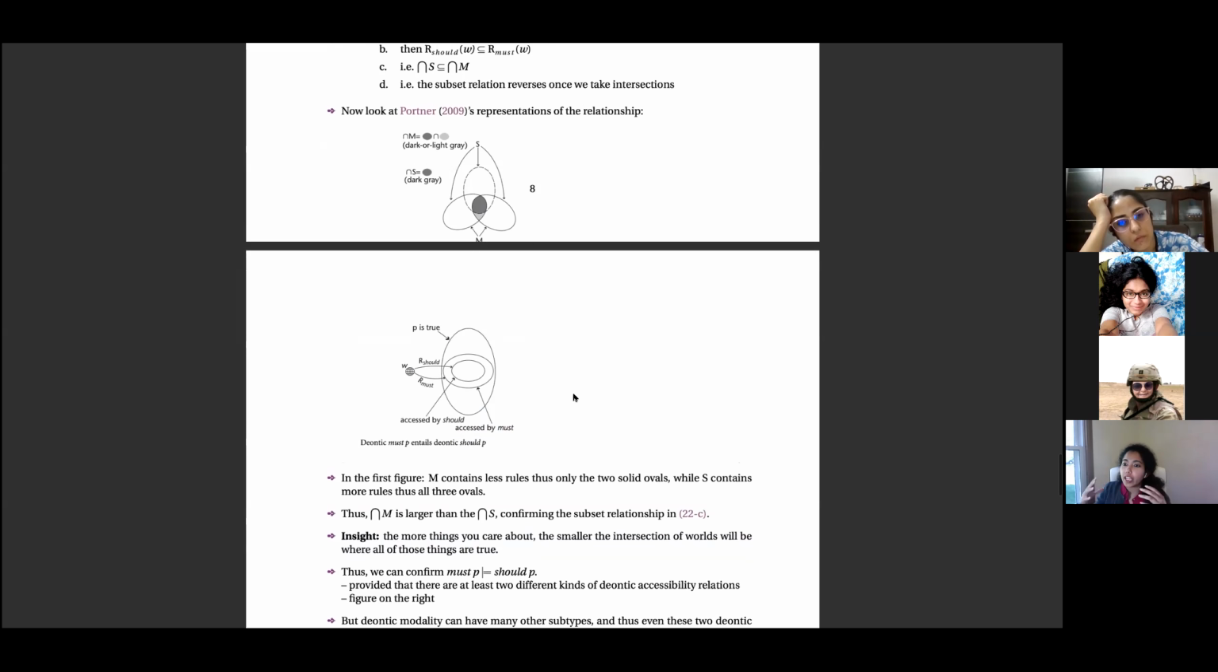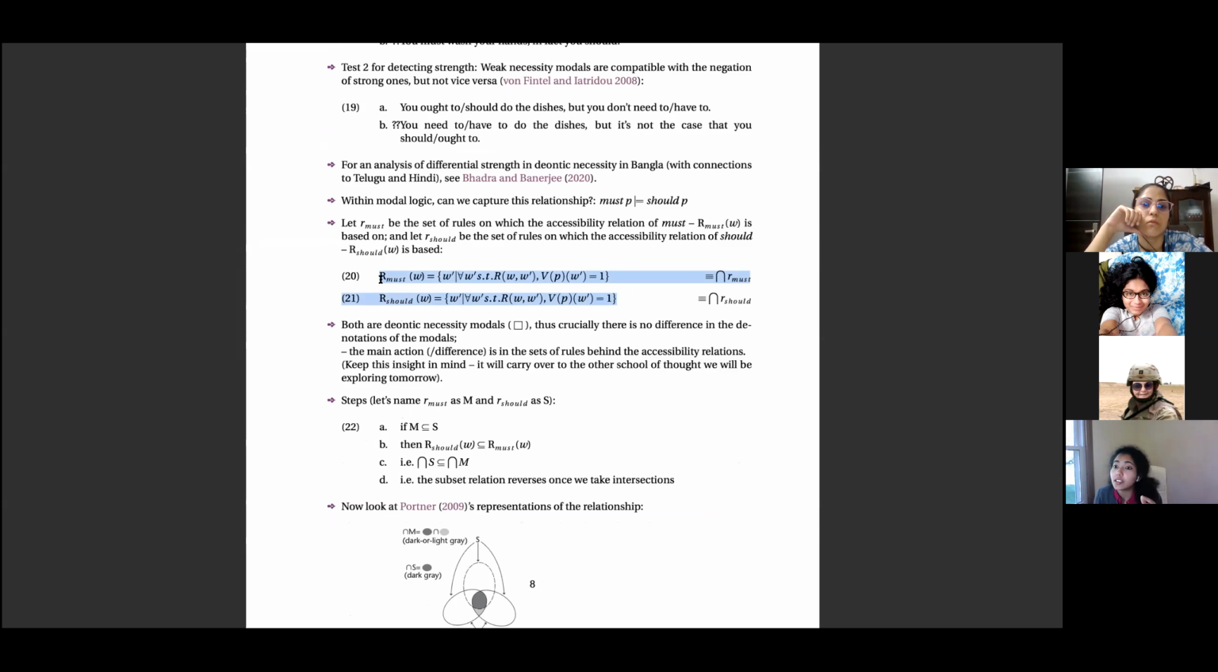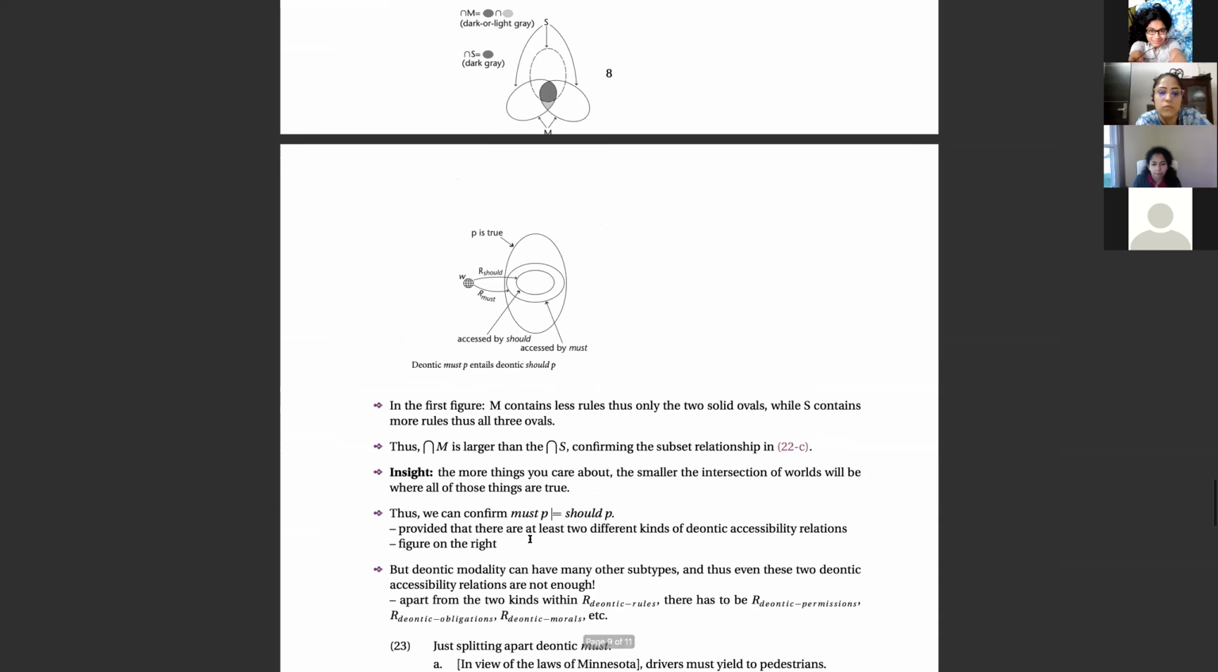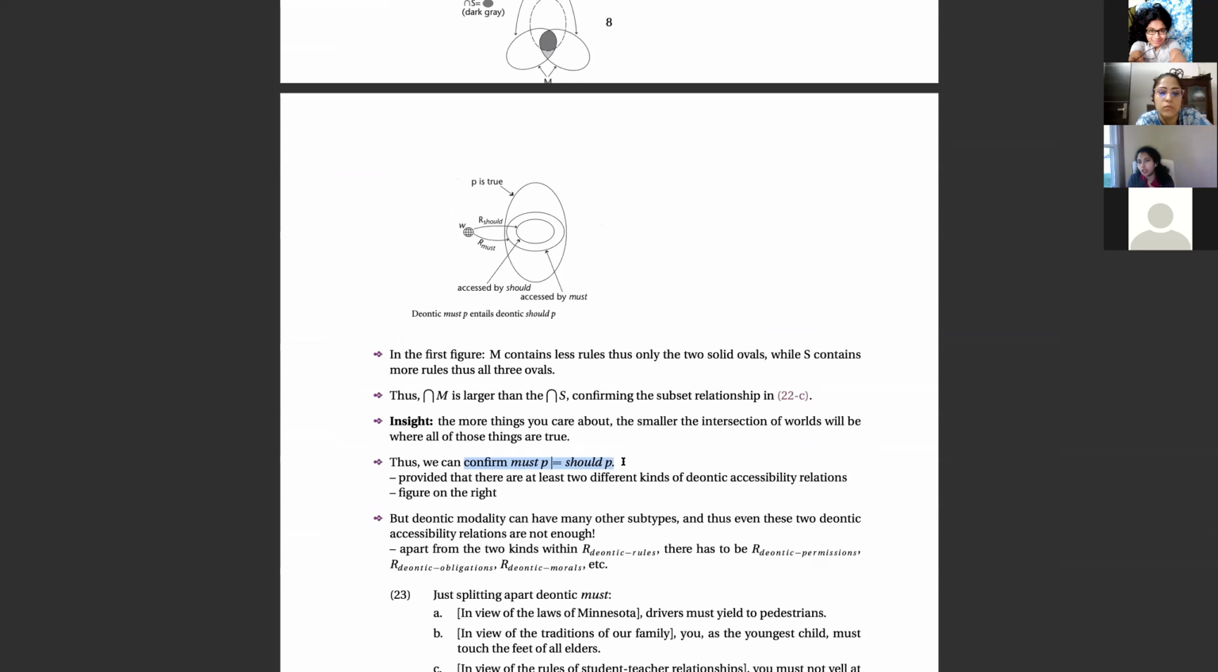Okay, so when you have quantification over, so it looks like, oh, the denotation is the same though between the two. Yes, the denotation is the same, but the quantificational domain for this operator is smaller for should than for must. So all of these worlds that should can access, look at it. The should statement says, okay, this inner circle, in all of the worlds, my P is true, but the circle itself is smaller than the circle for must. So that's how you get weakness between your deontic necessity modals. Okay, so now we can confirm that must be entails should be.